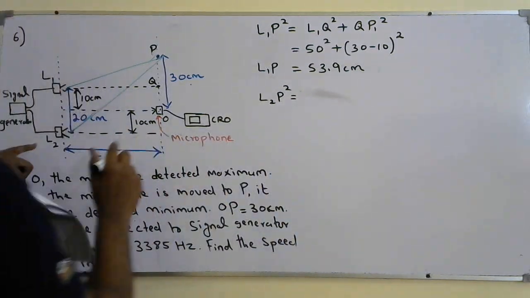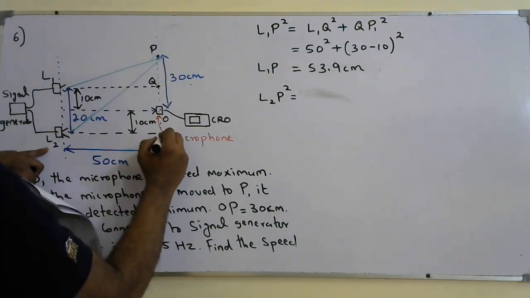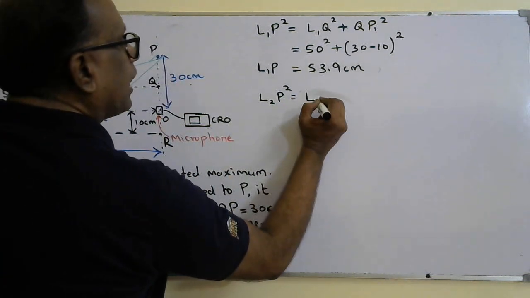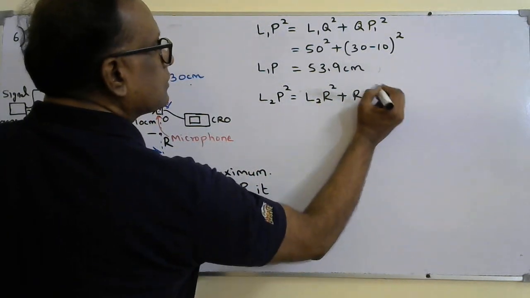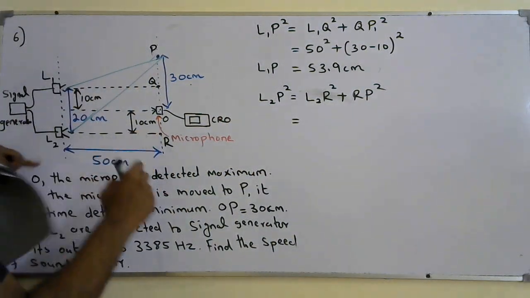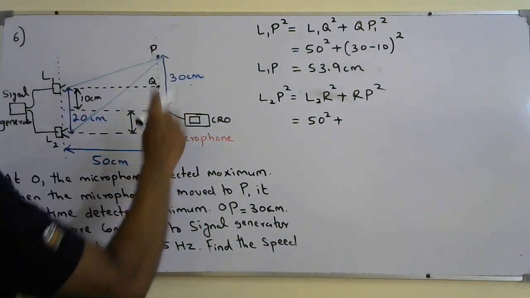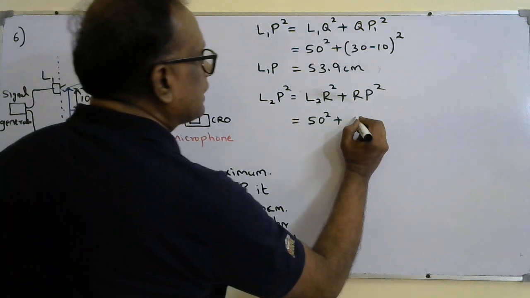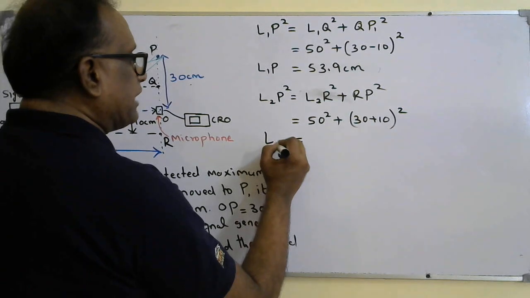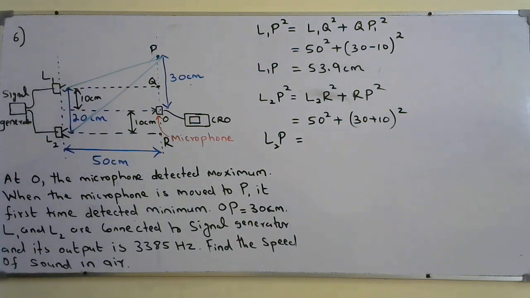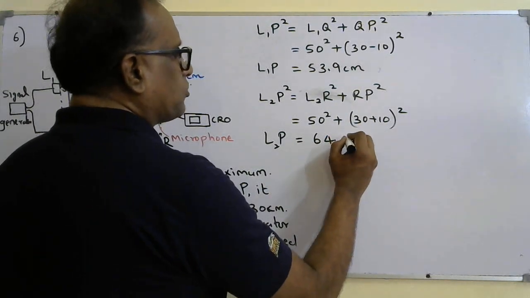Or I can say, this is L2, this is P, this is Q, and name this R. So L2R squared plus RP squared. L2R is 50 centimeter, 50 squared. RP, this is 30, this is 10, so 30 plus 10, all squared, that is 40 squared. From this, L2P you will get 64.04 or something, 64 centimeter.